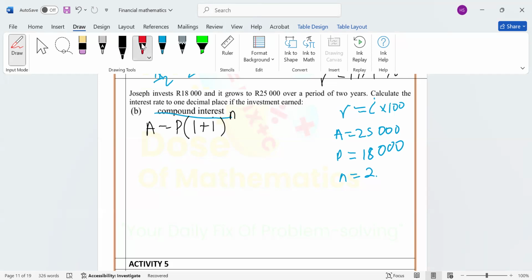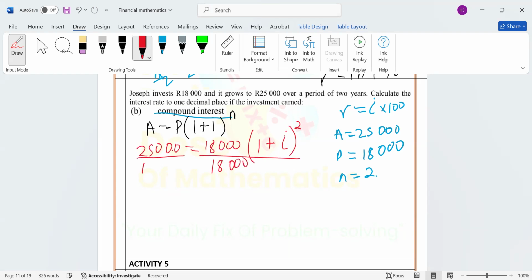And then after that, we go and sum. We say we have 25,000. We have 18,000 times 1 plus I, we don't know what I is, to the power of 2. Then, what are we going to do? What is the first thing that we do? So this one we remember. We are going to divide by 18. Okay, we divide by 18. Here in this side, we divide by what?